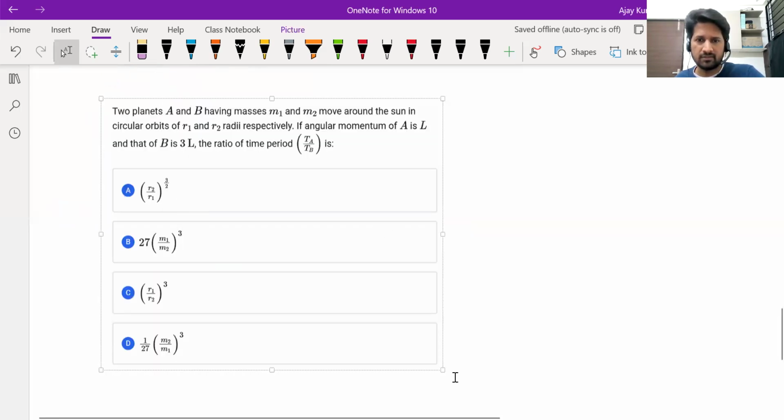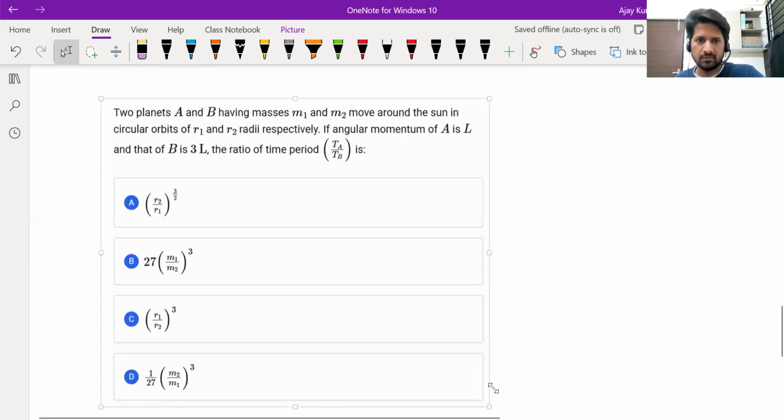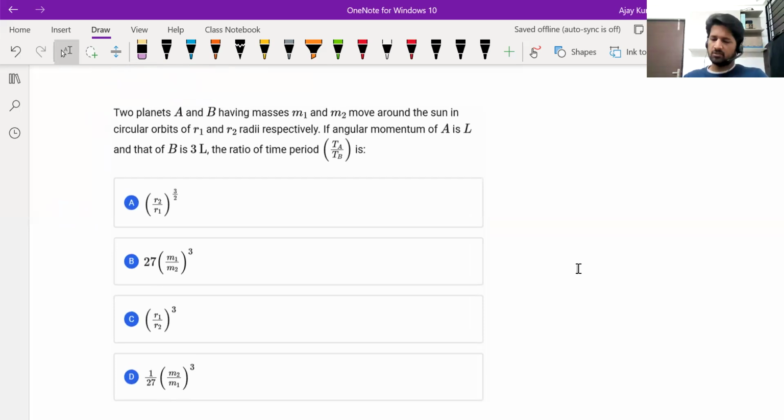Next question. I've given you the options also. Just to give you an idea, the final exams that you all are going to take will be objective exams only. Take a look at the options once before you start solving the problem, because if you see the options, you will get to know in terms of what they are expecting the answer. You can see there are some options in terms of ratio of radii, and there are some options in terms of ratio of masses. So you should get the answer in terms of one of these.